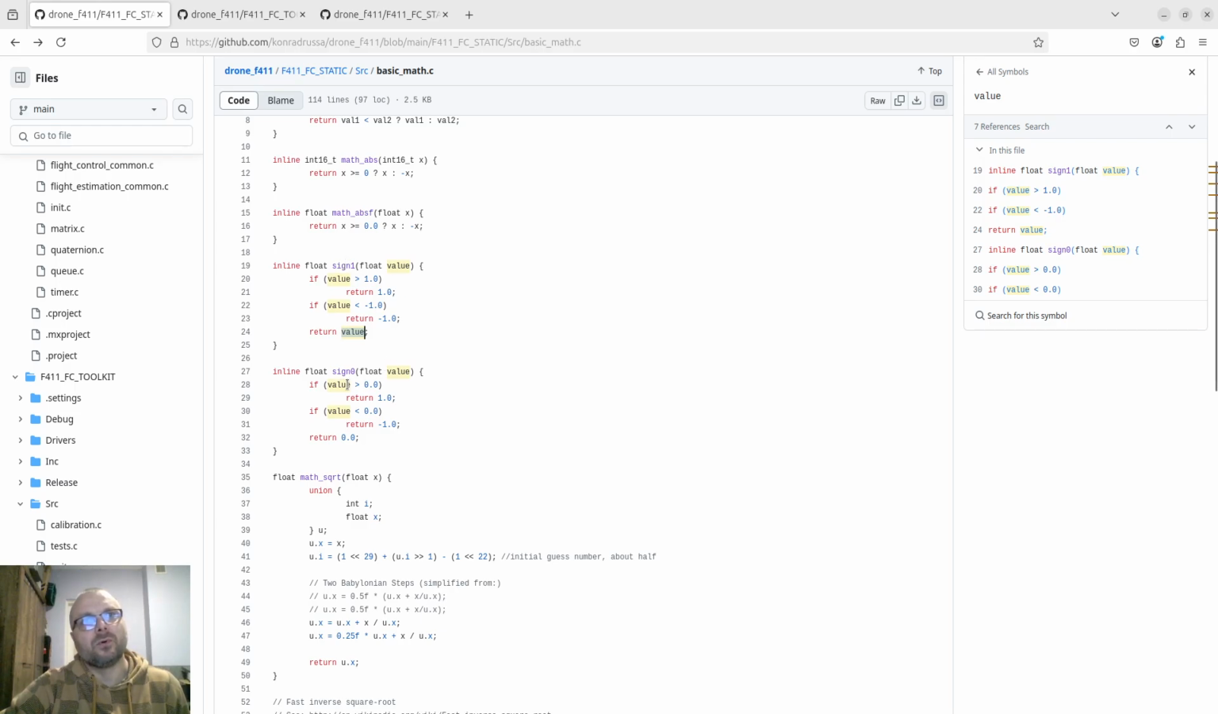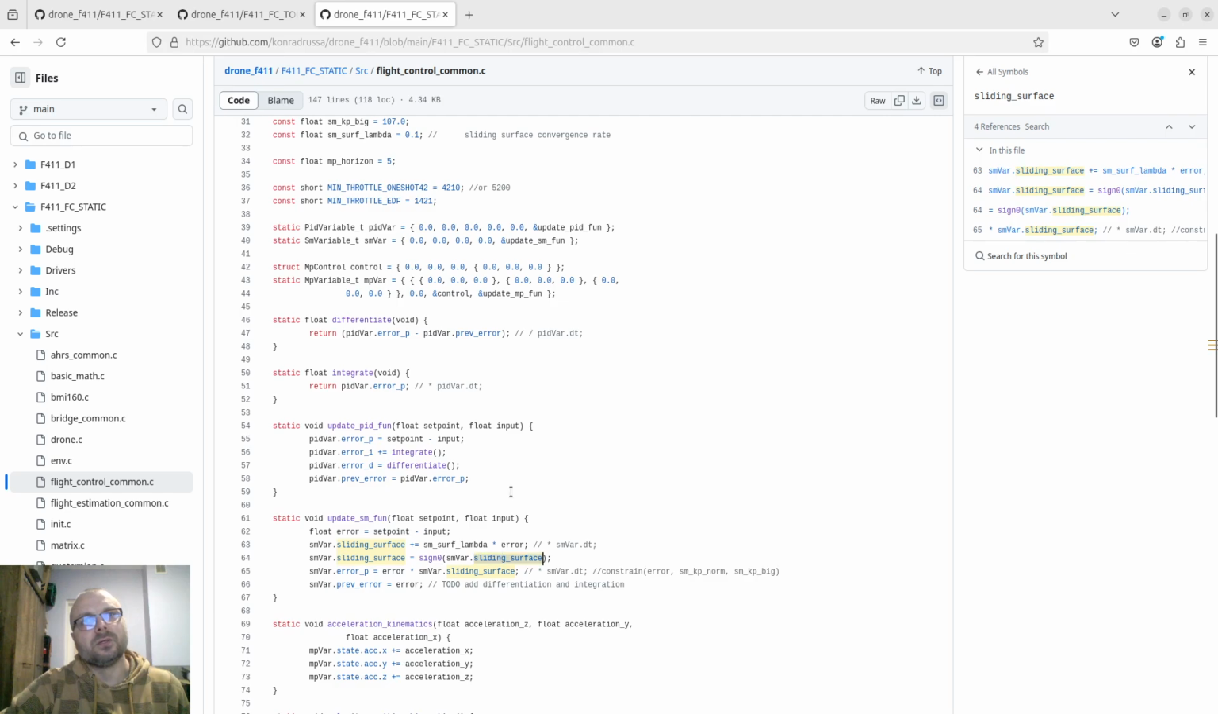You see that for values greater than 1, it returns 1. For values lower than -1, it returns -1, and between -1 and 1, it returns the value. So the sliding surface is also parameterized with the surface lambda, the sliding surface convergence rate, and it gives interesting results.